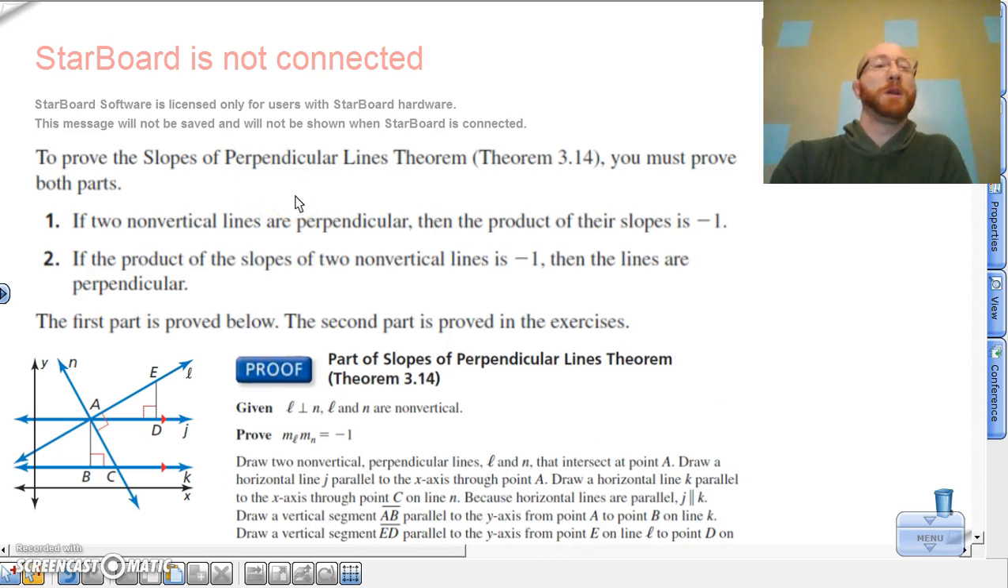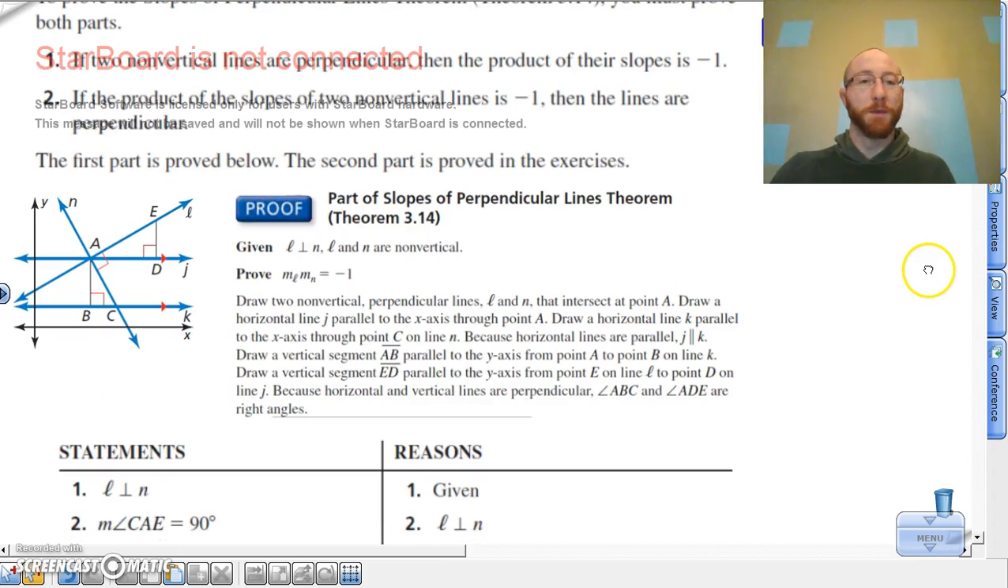So now we want to prove the slopes of perpendicular lines theorem. If the lines are perpendicular, then the product of their slopes is -1. And to make it a biconditional, if the slopes multiply to -1, then the lines are perpendicular. So we're going to prove part of it. This one's a little more tricky. So we have line L and line N that are not vertical, and they are perpendicular. We're going to prove that the slopes multiply to -1.